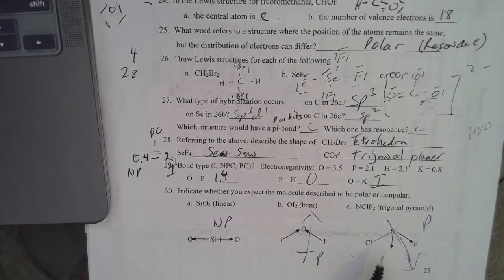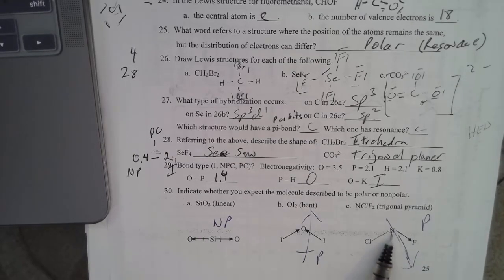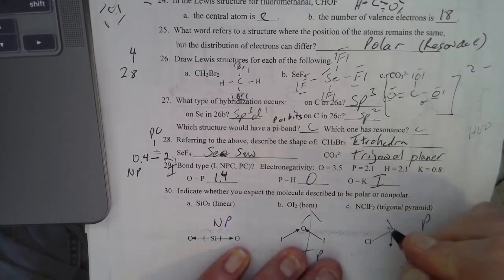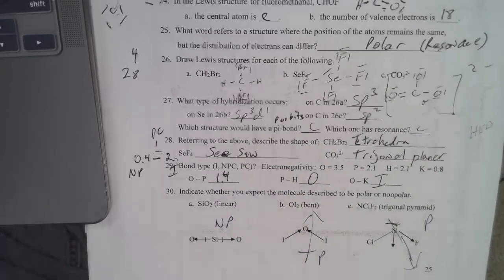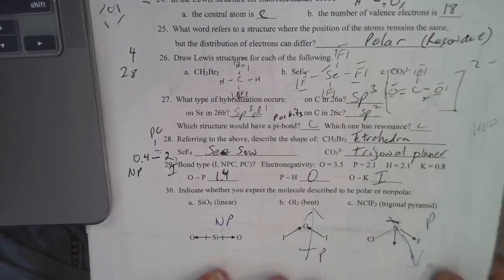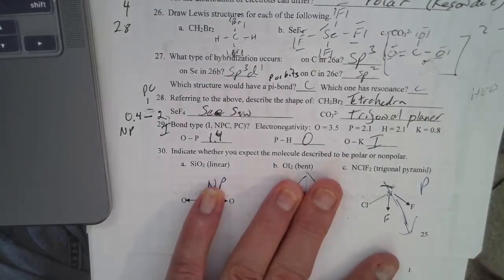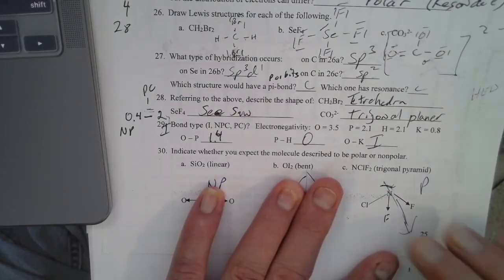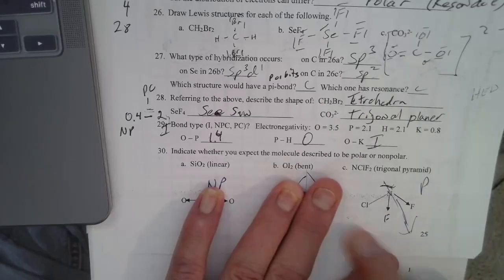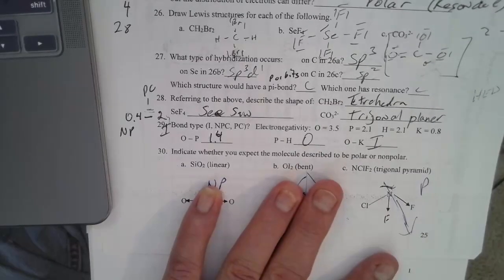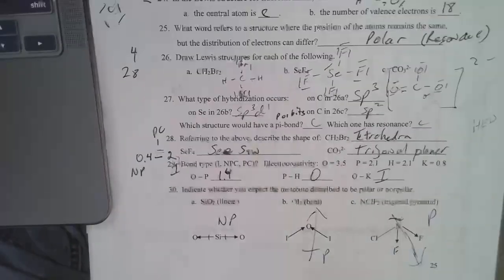Here we have Cl, N, and F. It is trigonal pyramidal. So that means that we do have this lone pair on top, which is going to have no pull. It's F2, so we're missing an F here. Since there's a pull in the directions of these two, and there's nothing for the Cl and nothing for the lone pair to pull on, that's going to pull the electrons closer to the Fs, making that molecule polar.